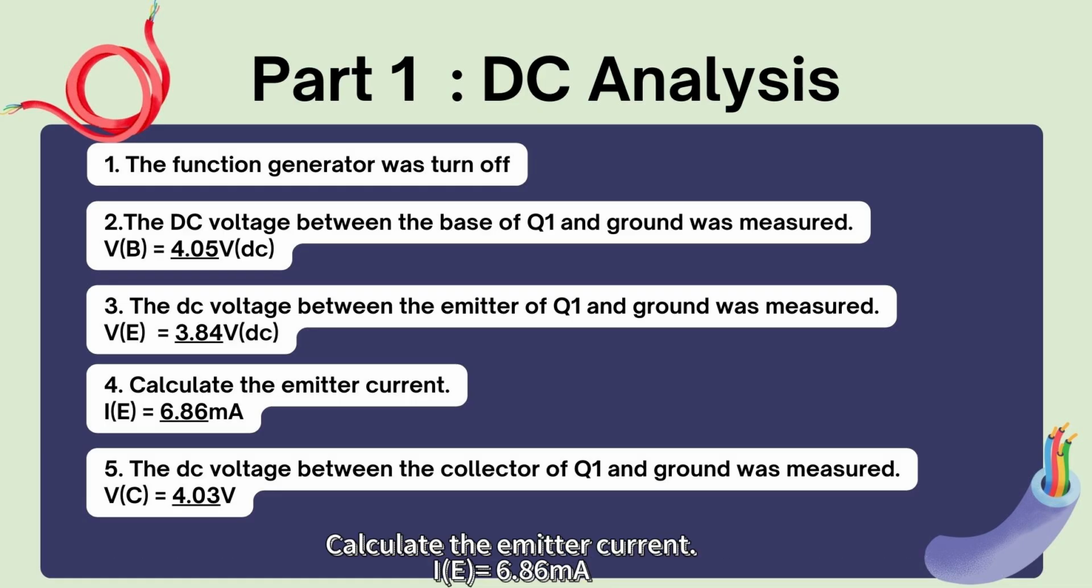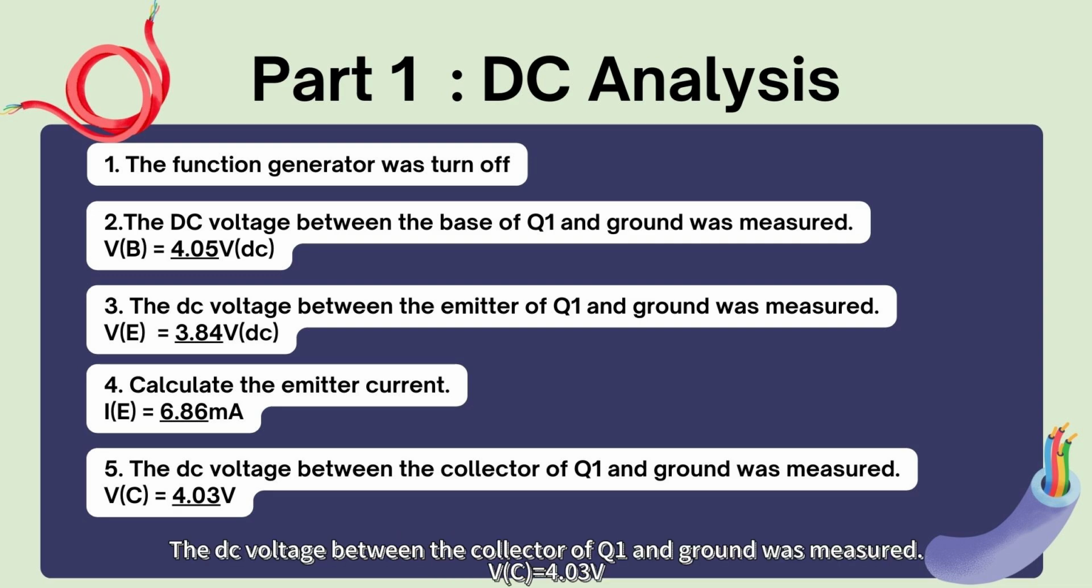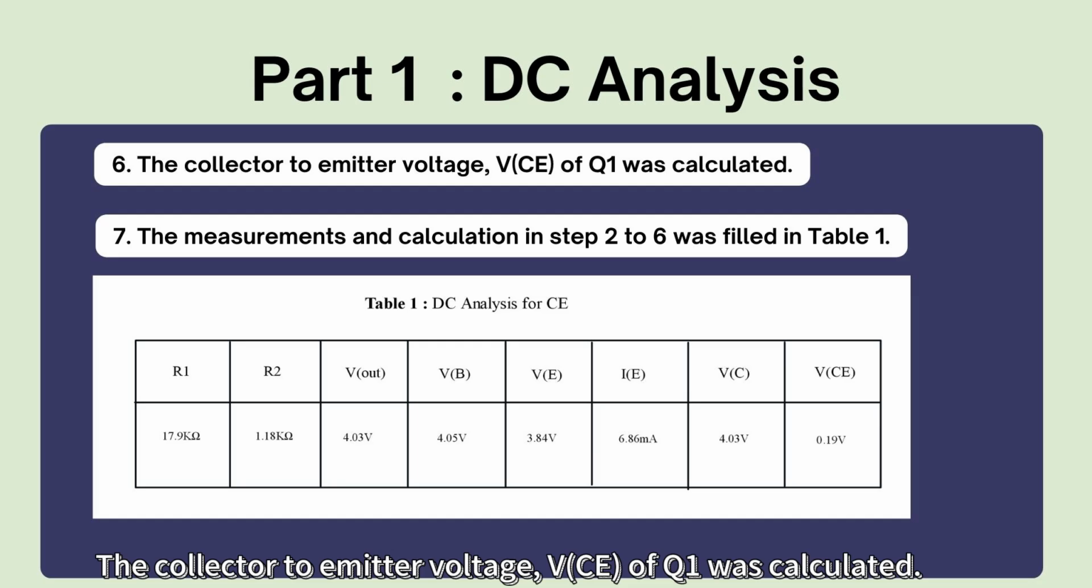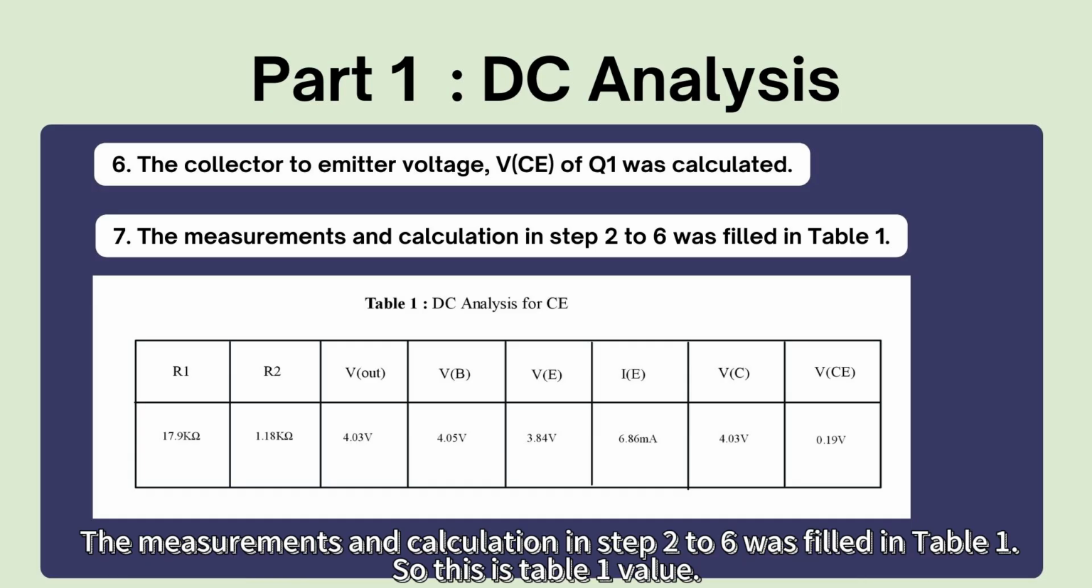Fourth, calculate the emitter current. IE equals 6.86 mA. Fifth, the DC voltage between the collector of Q1 and ground was measured. VC equals 4.03 V. Sixth, the collector to emitter voltage VCE of Q1 was calculated. 7. The measurements and calculations in steps 2 to 6 were filled in table 1. So this is the table 1 value.